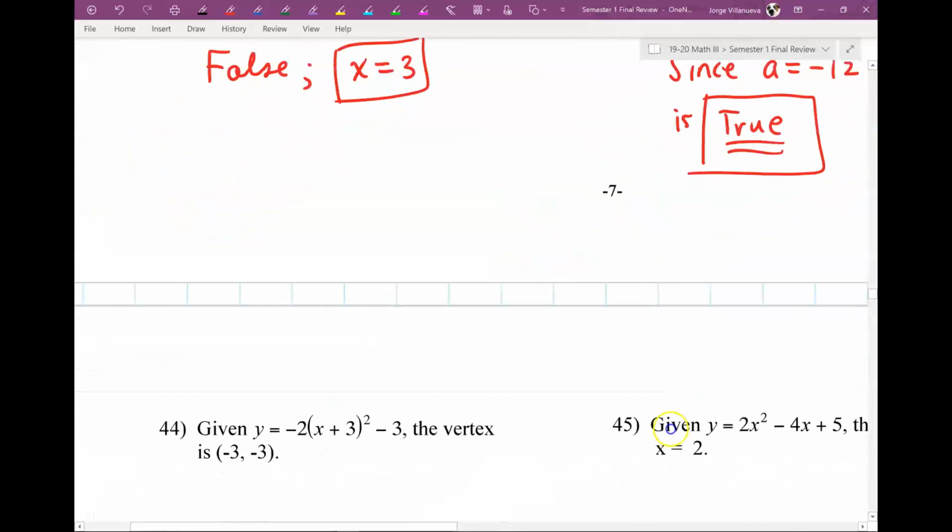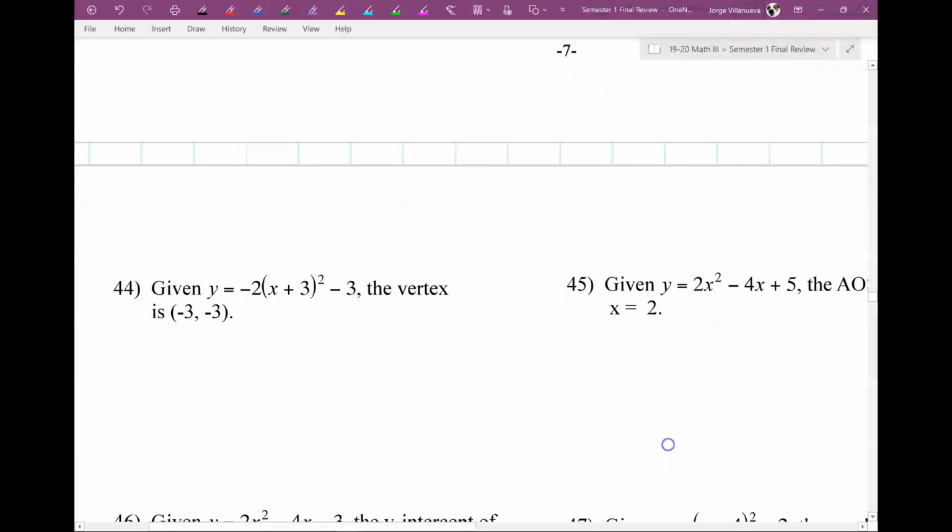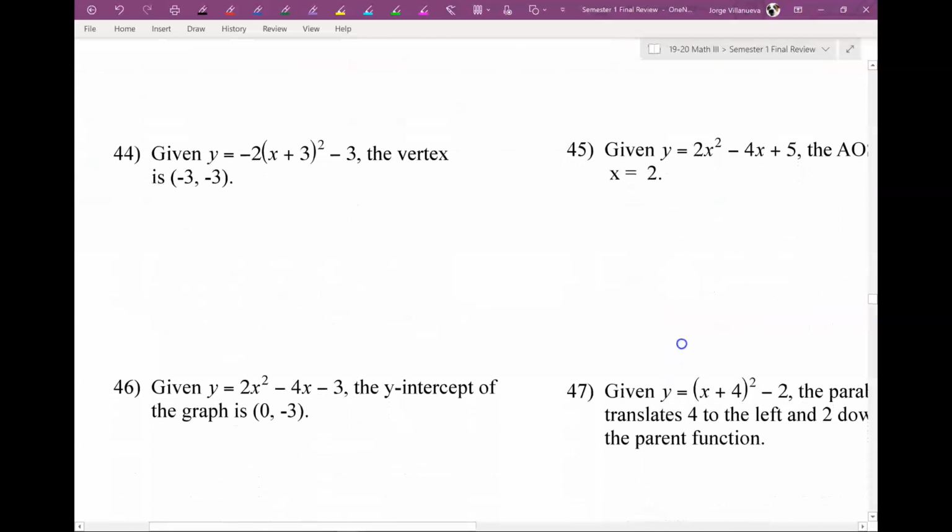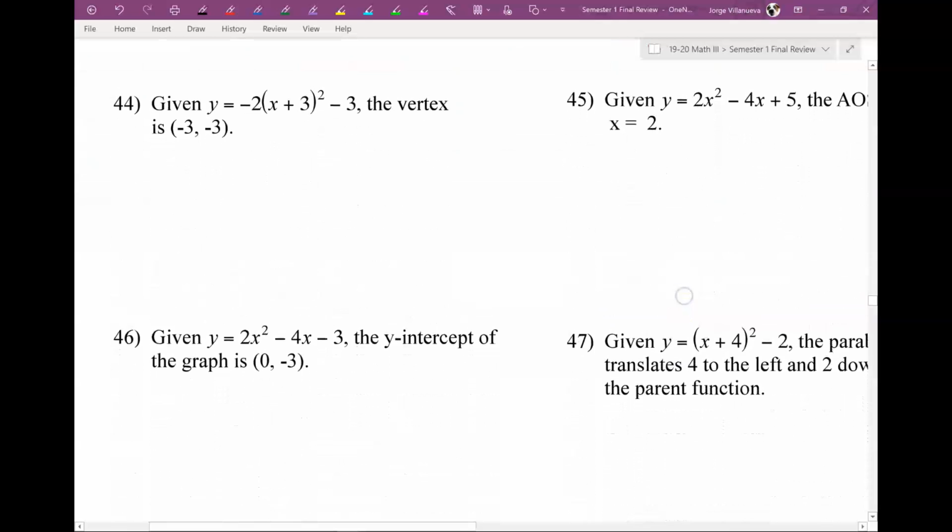All right, let's look at 44. Given that equation, the vertex is negative 3, negative 3. What do you guys think? Does it look like negative 3, negative 3? Yeah, it is, right? I know it says plus 3 on the inside, but it's always the opposite. So this is true.